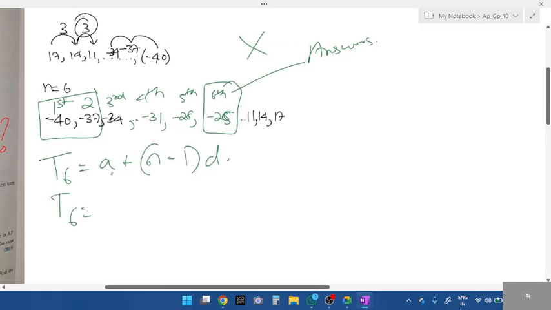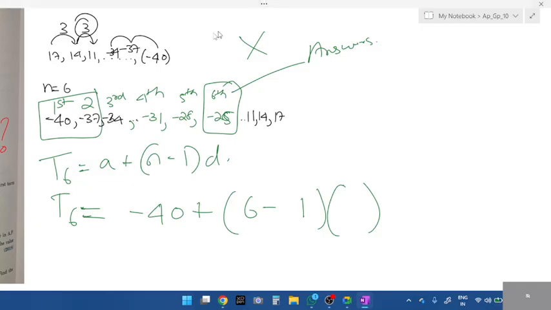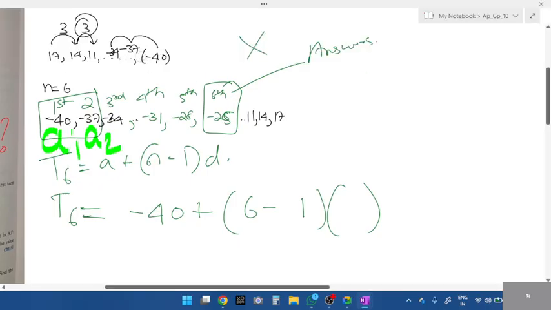T of 6 is equal to, what is the a value? Do we need to take 17 or minus 40? Tell me, be quick. Which is the first number after arranging? Yes, minus 40, plus. What is the n value? Which number do you have to find? Sixth number, right? 6 minus 1. What is the d value? How to find d? Which is a1 and a2 here? Which is a1, students? What's the formula to find the d value?